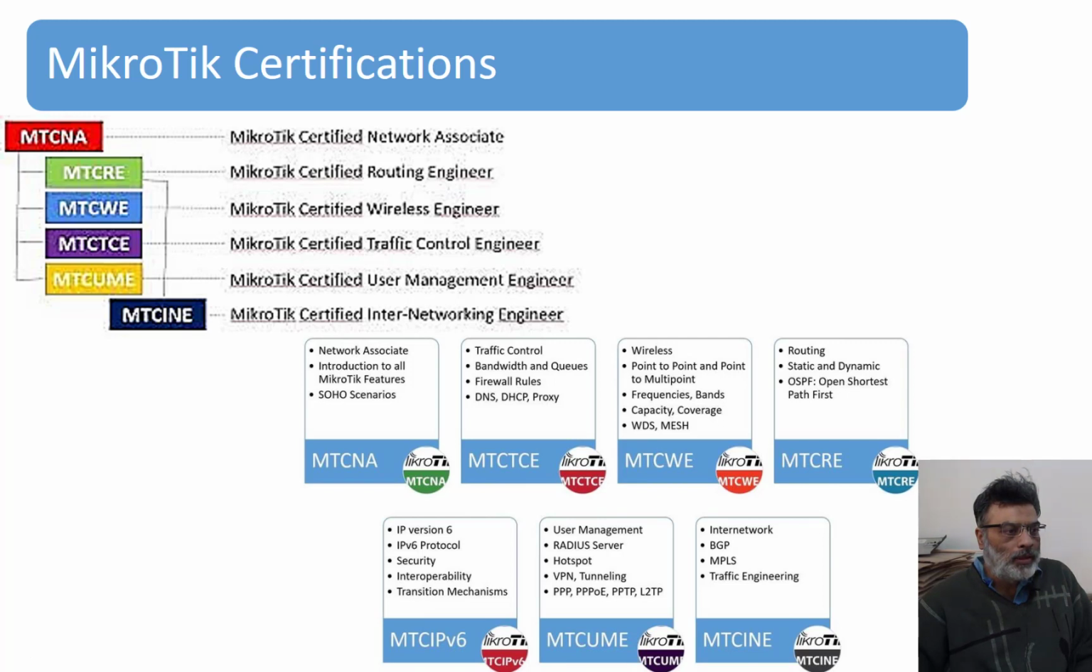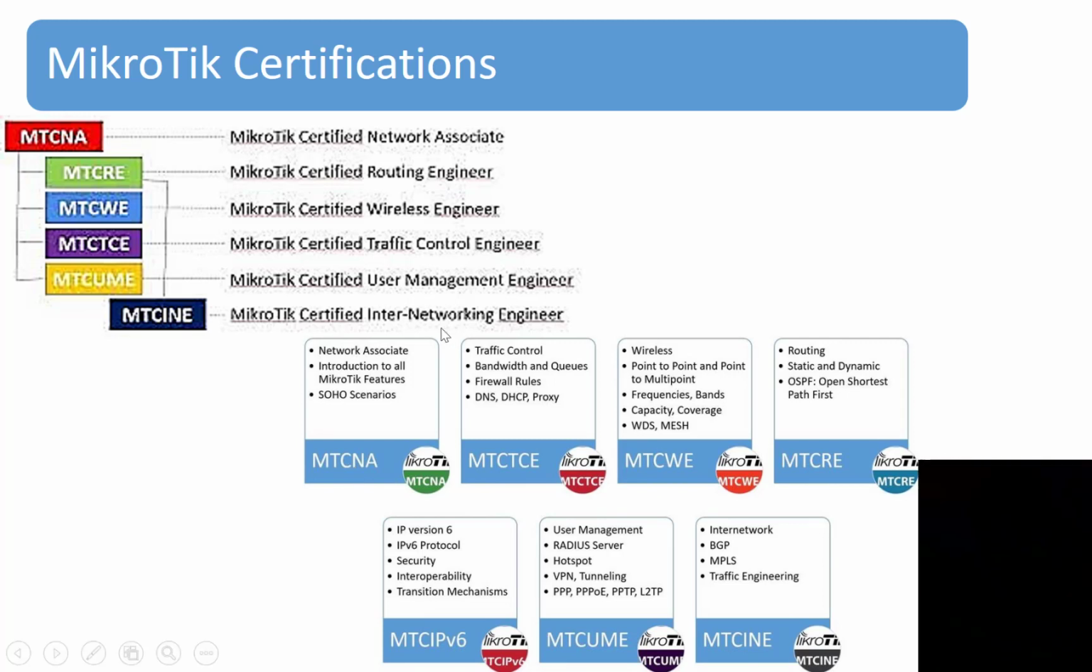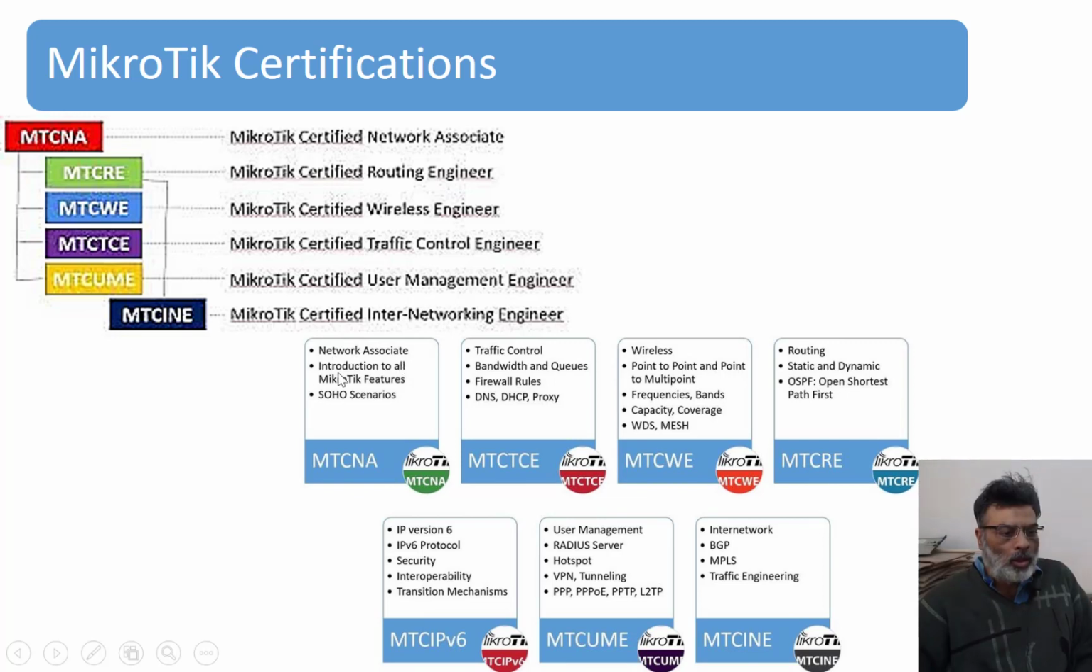After getting this certification, you have to choose your particular field or area of interest. For example, you can go to the routing side, you can go to the wireless side, and you can go to the traffic control engineer side. So there are other specialized certifications of Mikrotik, and I will discuss all of them. As you can see, the first one is called MTCNA, which is Mikrotik Certified Network Associate. Basically, this is an associate level certification, an introduction to all Mikrotik features. In this certification, I will discuss all the features of Mikrotik. Basically, this is the basic certification.